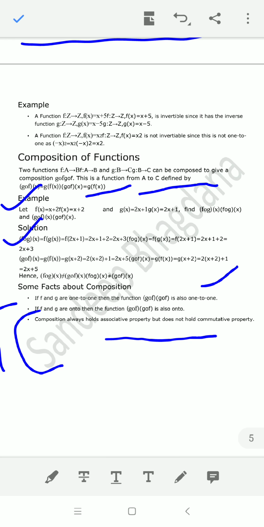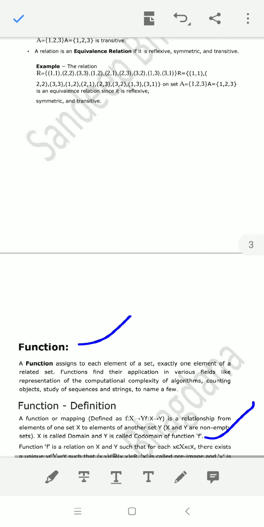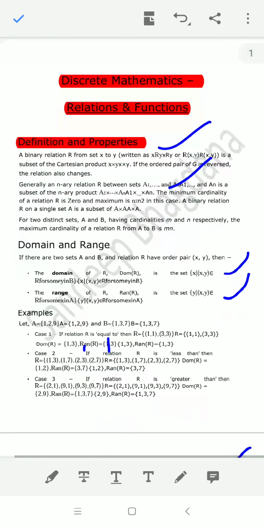So this was our class today, relations and functions. I hope you understand each and every point.